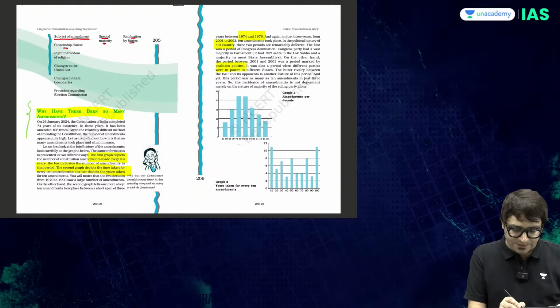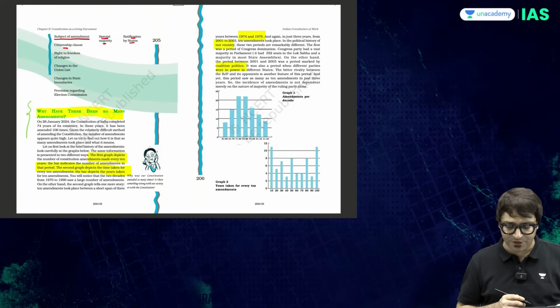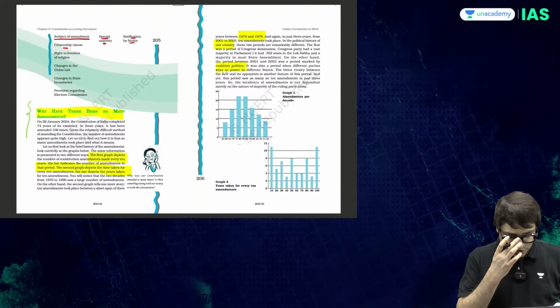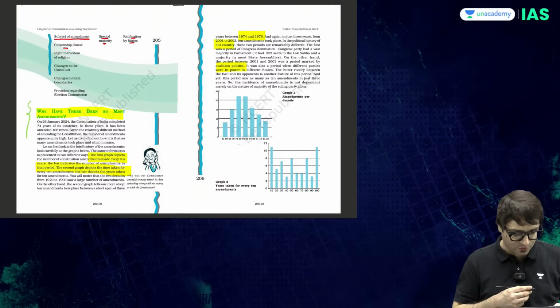To amend the citizenship clause, what do we need? Ratification by states or special majority? Citizenship falls under Part 2 of the Constitution.